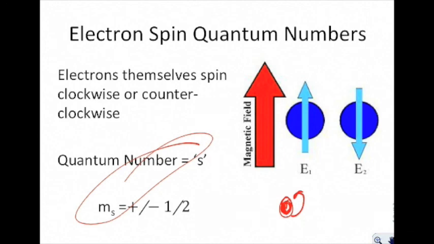Now, there are two possible values. We assign them as +1/2 and -1/2. And it actually doesn't matter. They don't say things like, if it's spinning clockwise, it's +1/2, and counterclockwise, it's -1/2. It just makes no difference. We're just distinguishing between the two.